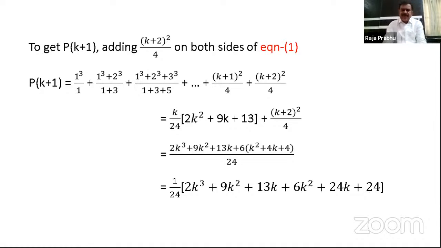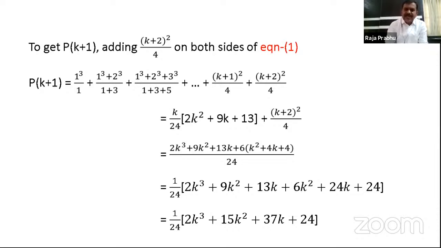According to our final view, expecting the final answer, we need to follow the steps here. As I told you just now, in the place of n there should be n plus 1. So for that, identify children, this is a very important step. Of course, these are all added simply: 1 by 24 into 2k cube, plus 9k square plus 6k square is 15k square, and 13k plus 24k is 37k, and this 24 is as it is.